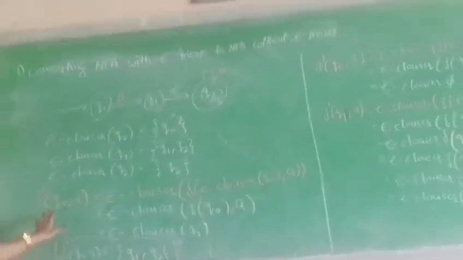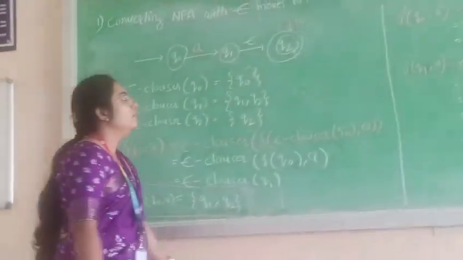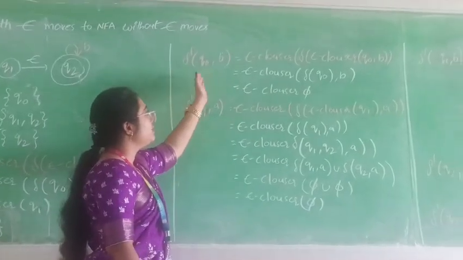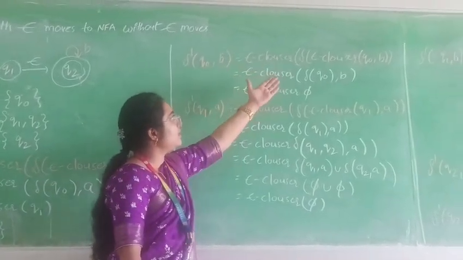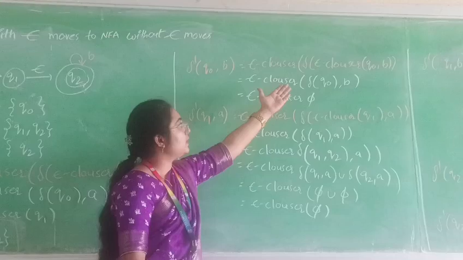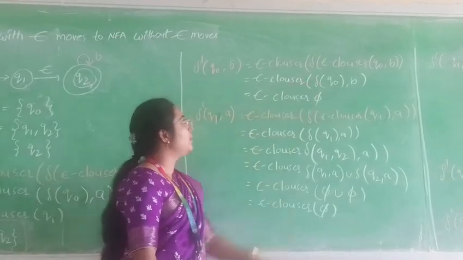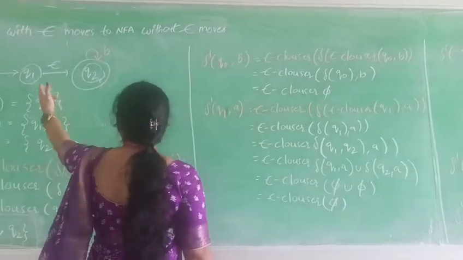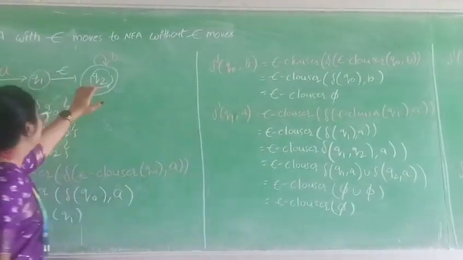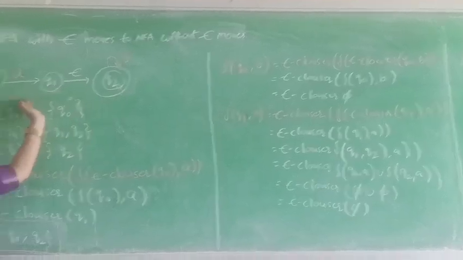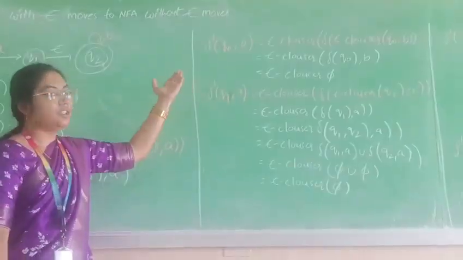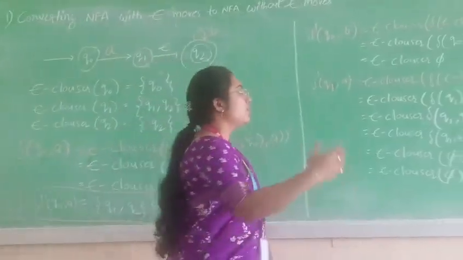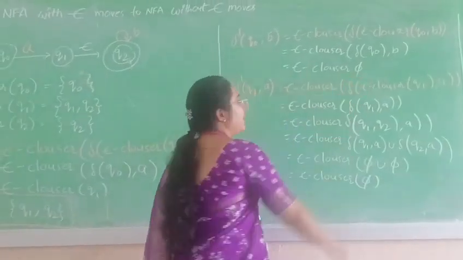Then we want to do Q0 comma B. The same formula: epsilon closure of delta of epsilon closure of Q0 comma B. The same value, Q0 comma B. It is not going anywhere for Q0 comma B, so there is no such state. Instead of that, we have to write phi.